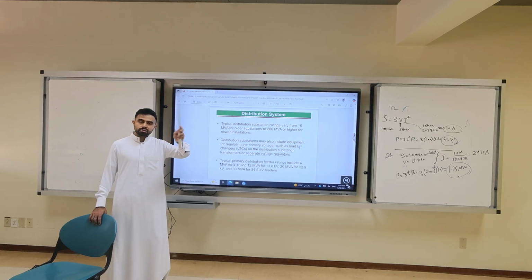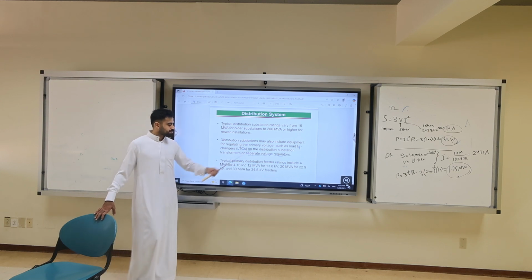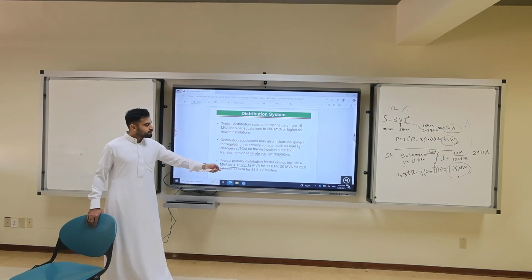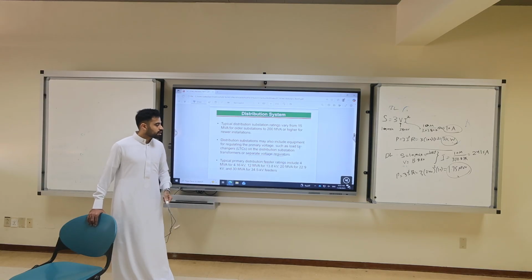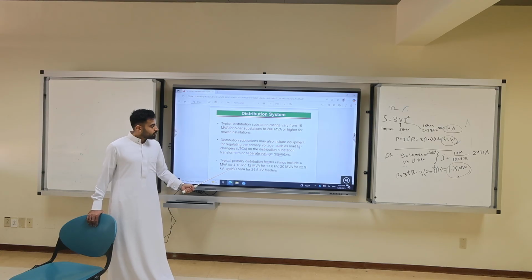What's a voltage regulator? It's a transformer of 1 to 1.05. It keeps the voltage within 5%. So if you multiply by 1.05, if the voltage is 10 kV, it will be 10.5 kV, or 500 volts, or 50 volts, to increase it by 50 volts. A regulator.